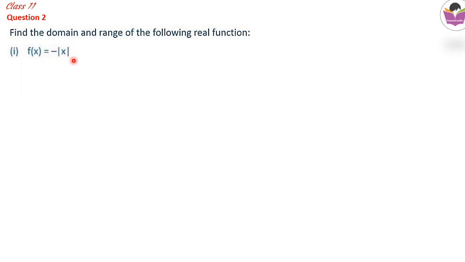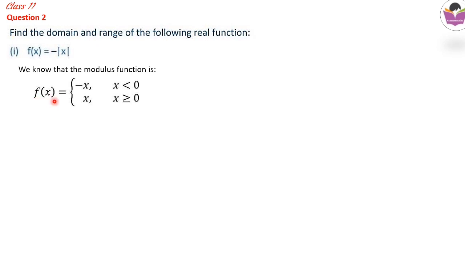We discussed the modulus function in the previous class, so let's write the modulus function. f(x) is equal to minus x if x is less than 0, and f(x) is equal to x if x is greater than or equal to 0. This is the definition of the modulus function. It takes the negative value if x is less than 0, and f(x) is equal to x if x is greater than or equal to 0.